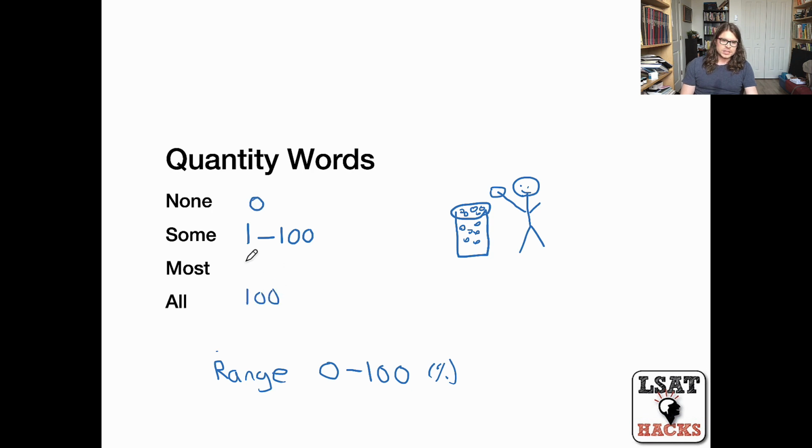None is simpler. It's 0. All is 100. Most is anything over half, so in this case, 51 to 100. But if we were dealing with a larger number, it'd be like 50.1, anything slightly over half. So for the most important quantity words, these are the ranges. And so it's important to take these literally.